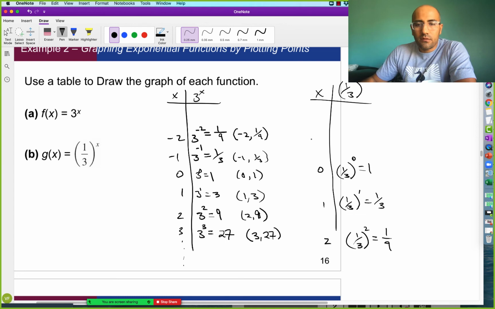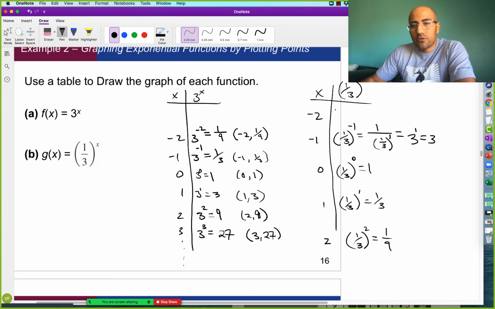The other direction, negative 1, I have 1/3 raised to the negative 1, and then one fraction divided by another fraction. We simplify this by multiplying the numerator times the reciprocal of the denominator. This thing just turns into 3 to the power of 1, just 3.